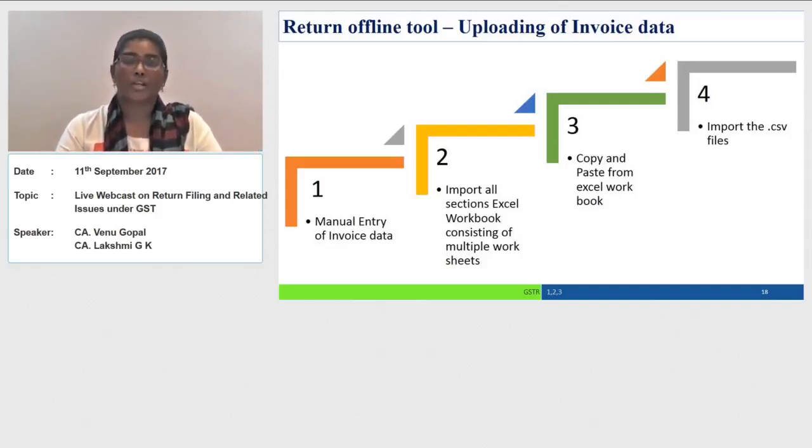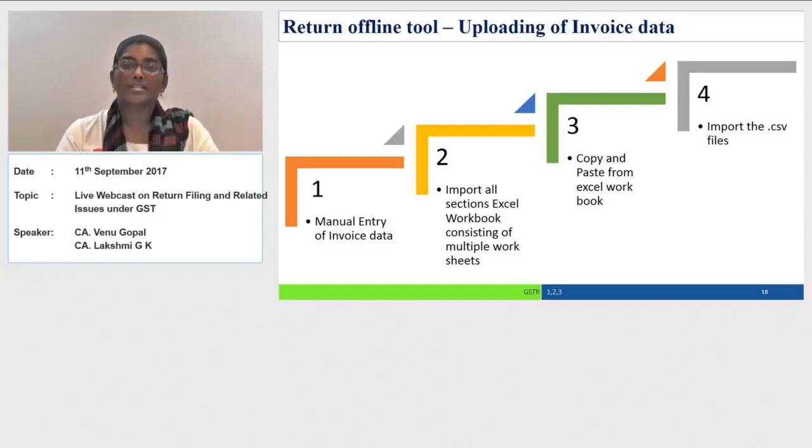And the third option is from the offline Excel sheet, you can copy and paste any one table's data from the header and then paste it into the offline tool. Then again you can select one more table and paste it into the offline tool.